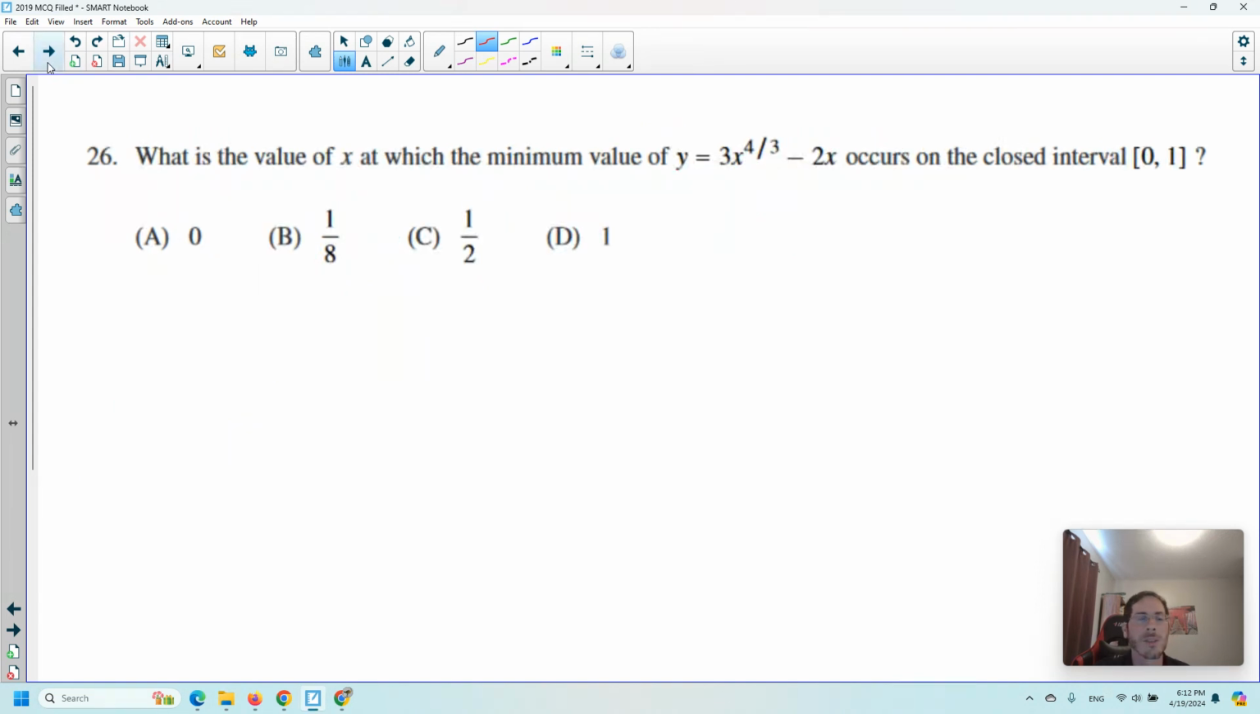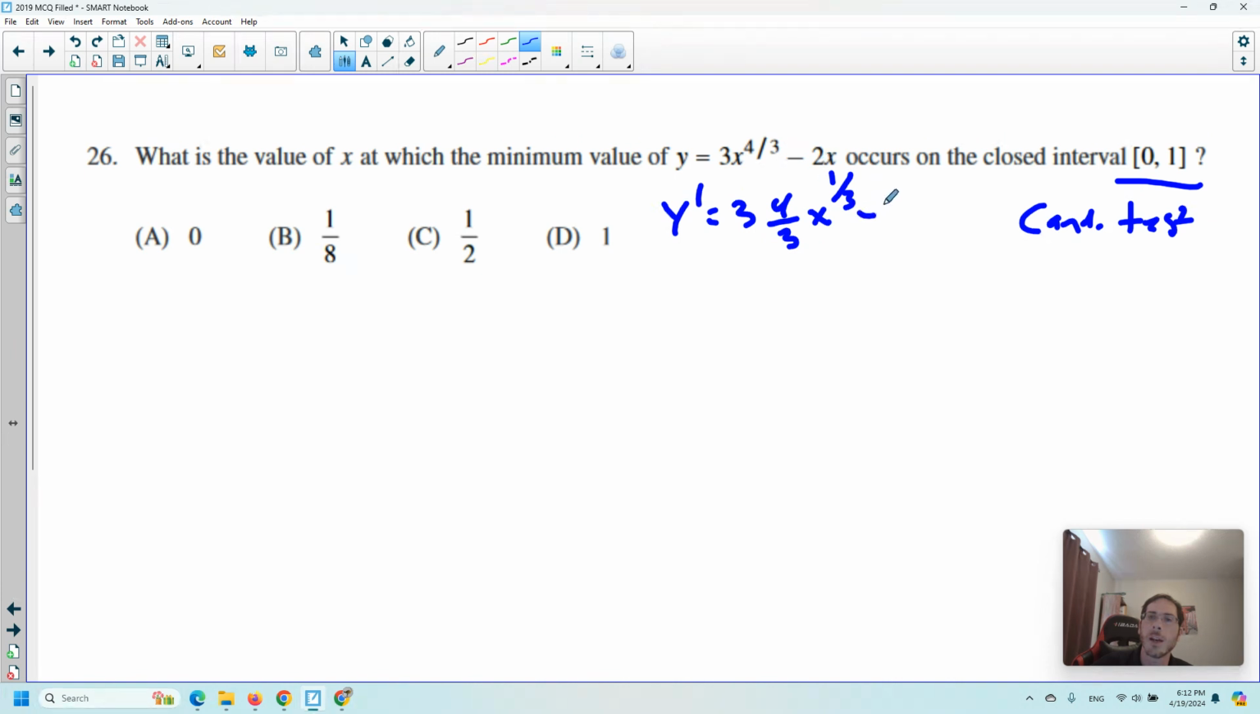All right, for 26. What's the value of x where we have the minimum value from 0 to 1? We see we have a closed interval, so this is going to be a candidates test. So what we need to do is get all the critical points and then also test the endpoints. So we got to get the critical points, so we're going to take the derivative. So that's power rule, 4/3 x to the 1/3, and then minus 2. So y prime is 4x to the 1/3 minus 2.